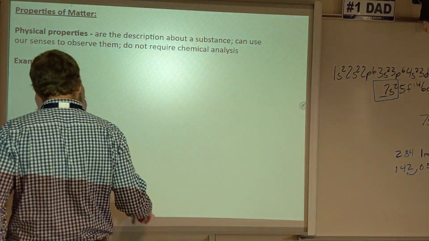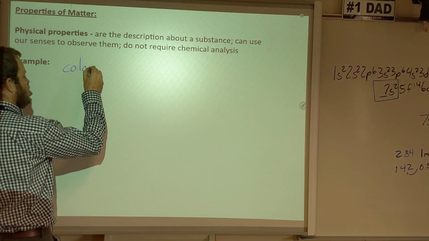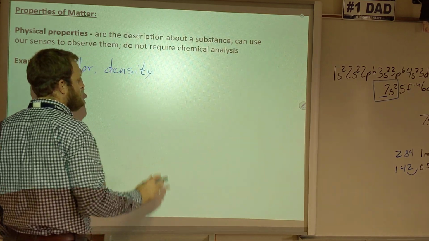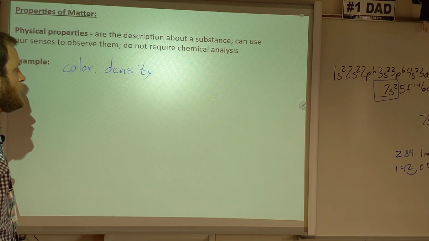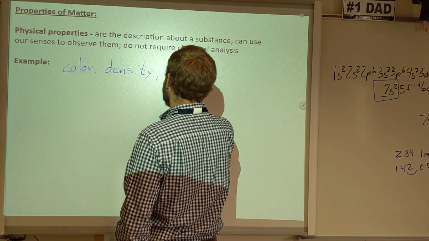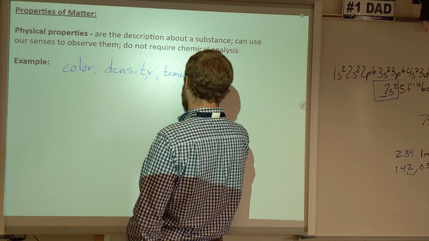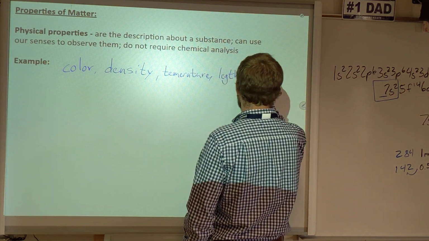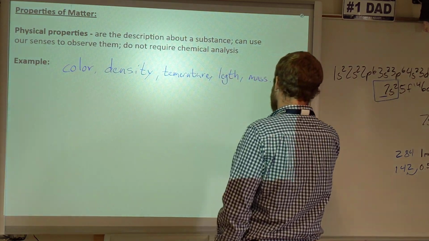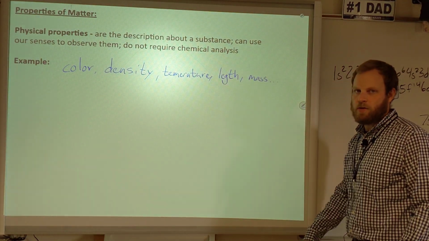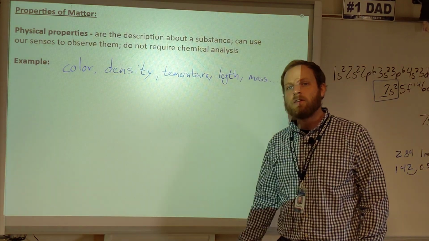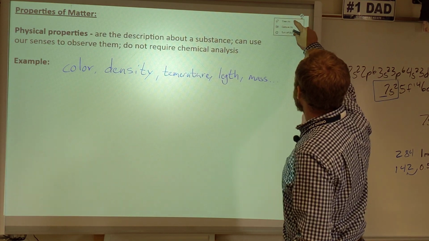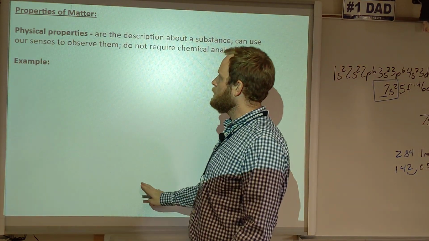So examples are color. I can write down the color of something without changing what it is. Density. I can measure the density of something without changing what it is. Temperature, I can take the temperature of something without changing what it is. Length, etc. Mass. I'm just going to do dot, dot, dot. It's anything that you can measure or determine without actually changing what chemical it is. We'll get into chemical properties later, and that'll make more sense.